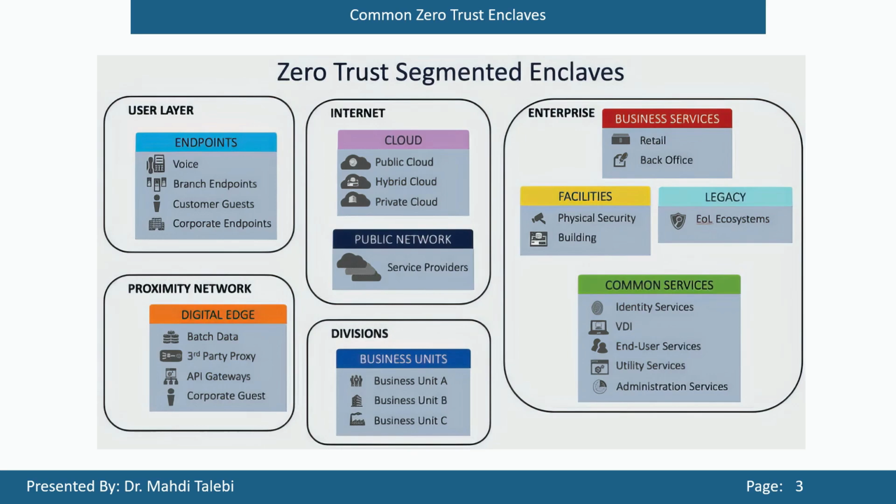By adopting a zero-trust segmented enclave approach, organizations can tailor security measures more precisely, reducing the attack surface and enhancing the management of internal and external threats. This strategic segmenting helps not only in complying with industry-specific regulations, but also in creating a flexible and resilient network security infrastructure.